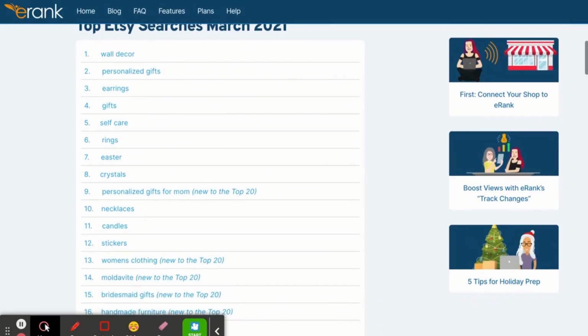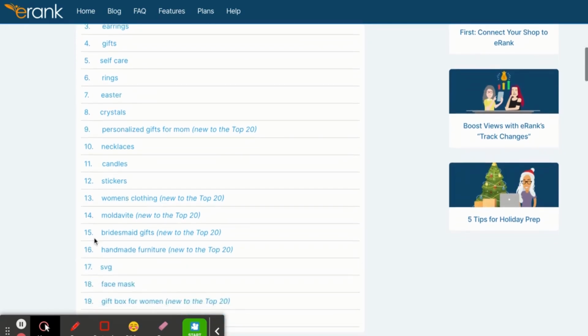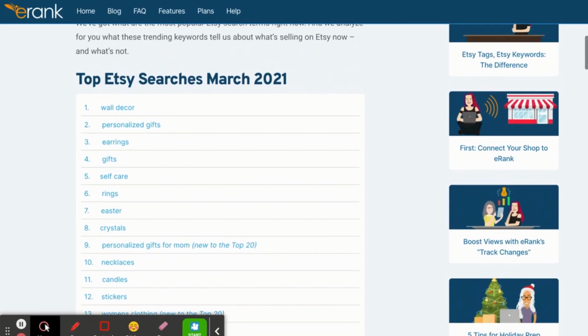And I can see that the number one thing being searched was wall decor, personalized gifts, and a lot of gift items. Easter was one of them. Necklaces, candles, women's clothing, bridesmaids gifts. So that's also something that I would be interested in. What I'm going to do, based on this, is see what I can find on Etsy when I type in wall decor, and also what I can find on Amazon using this keyword wall decor.